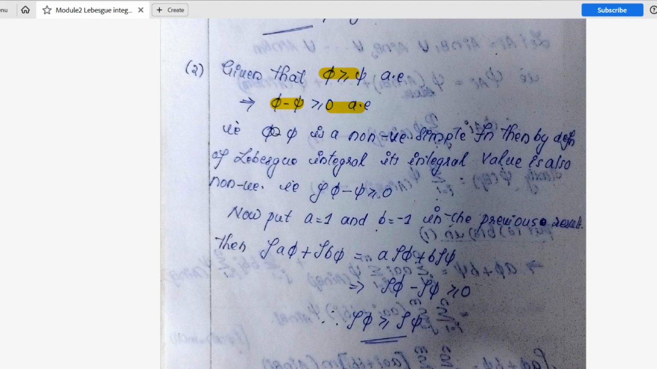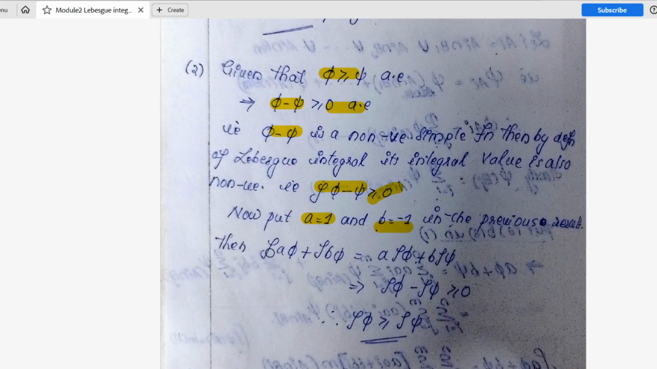We know that if f is positive then its integration is also non-negative. So the integral of phi minus psi is non-negative, therefore integral of phi minus psi is greater than or equal to 0. Now we put a equal to 1, b equal to minus 1 in the previous result.